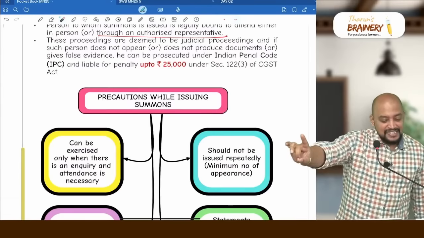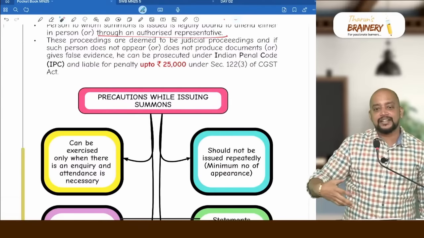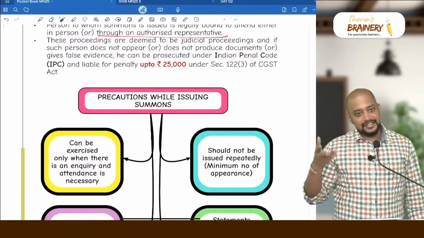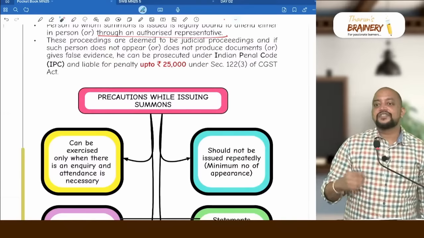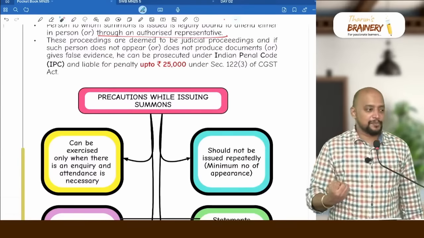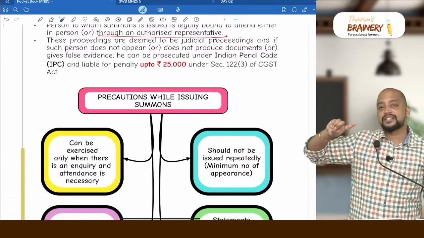One doubt, sir: which officer has the power to arrest a person? GST officer. So which GST officer? Commissioner. The Commissioner will have the power to arrest, but imprisonment will be passed by the court.